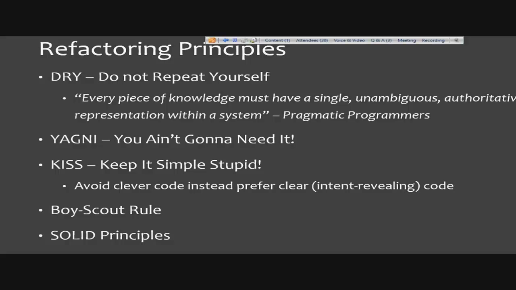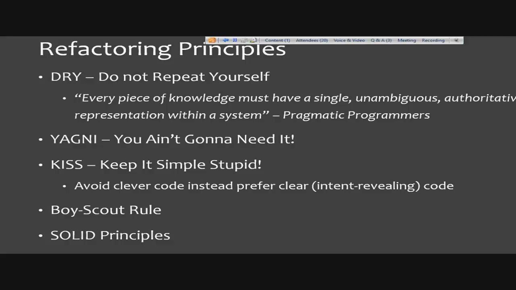The next one is KISS, that is Keep It Simple. Again, we should avoid writing clever code, and we should always write clear, intent-revealing code. Then the Boy Scout rule. The Boy Scout rule is a very simple but very powerful rule, and you can practice it anytime.